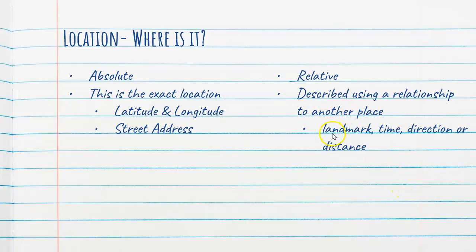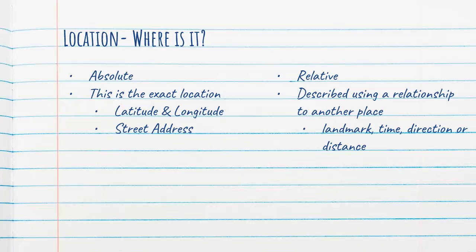It might be another place, it might be a landmark, it might be time, direction, distance. This tends to be the way that we give people directions. So if I was giving directions to my house, using relative directions, I can give you the directions to my house a couple of different ways. I might use landmarks. I might say, hey, you're going to go down Main Street till you get to McDonald's and you turn left. My house is on the right.